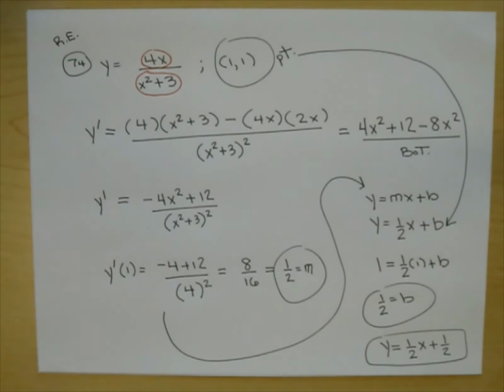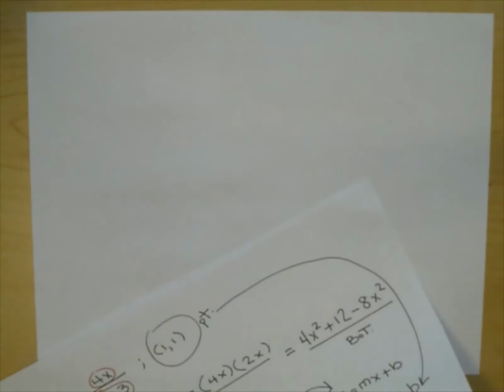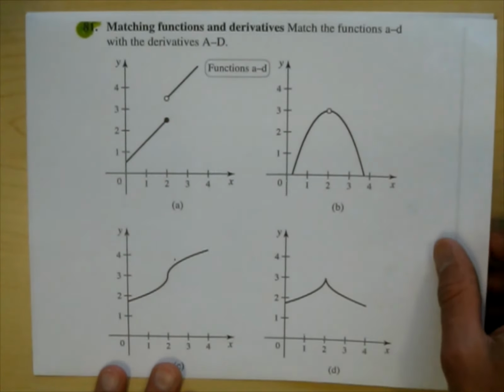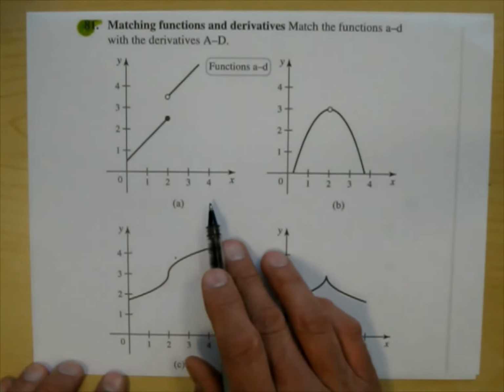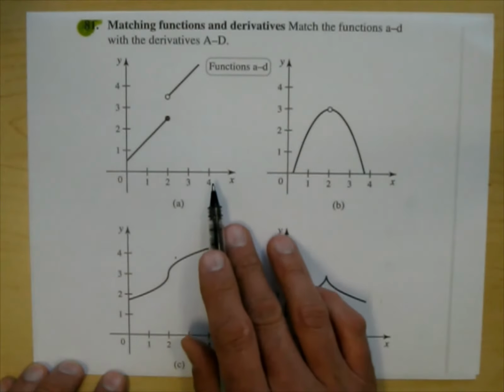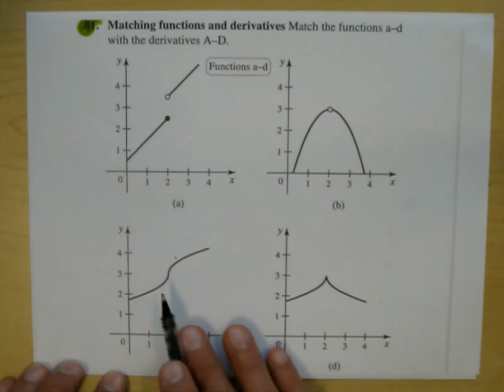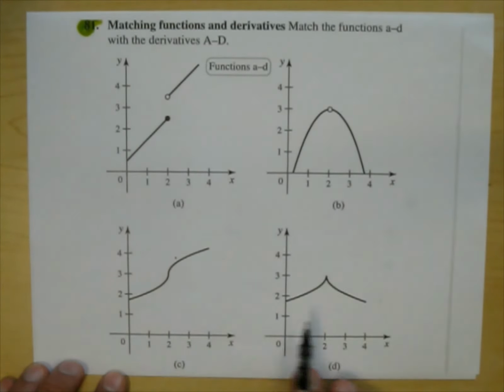So now let's do some picture problems. These picture problems, I was having a hard time figuring out how to do this. And so it's actually going to take up 2 pieces of paper. It says matching functions and derivatives. Match the functions a through d with the derivatives a through d. How confusing is that? Because you have different letters of the alphabet. So you want to figure out what the derivative graphs of these look like. The derivative graphs are the slope graphs.